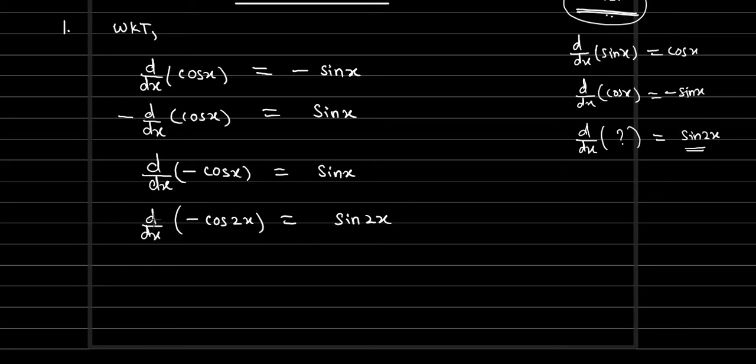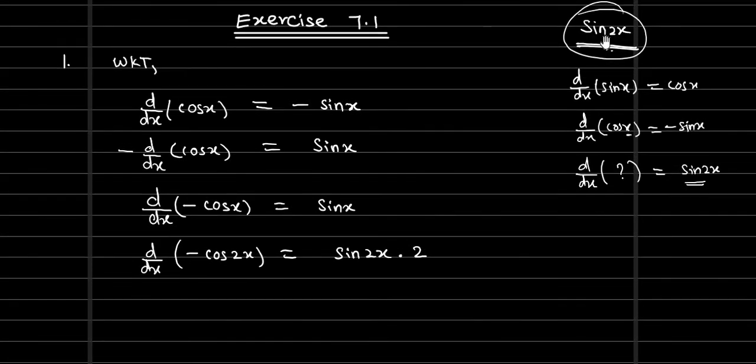Normally while doing the differentiation, cos x differentiation is minus sin x, but here we have only x. When it comes to here, we have 2 times x. So we need to apply the chain rule. So minus cos x differentiation is sin x, cos 2x differentiation is sin 2x, and then 2x differentiation is what? Into 2. Chain rule we applied.